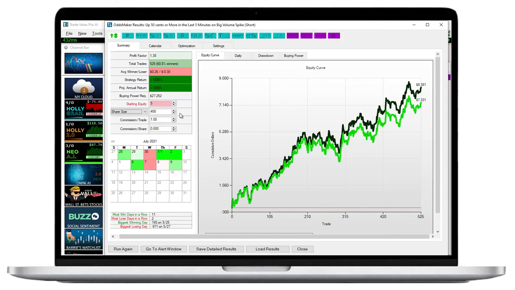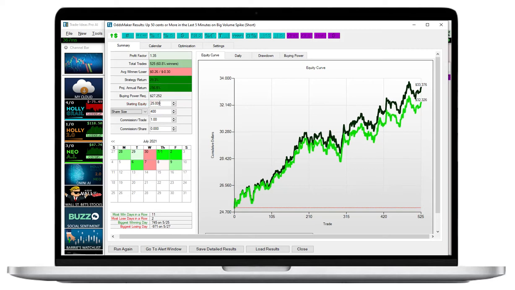You can base your position size on dollars per trade, or shares per trade. Select dollars if you typically buy the same number of shares, regardless of price. Select percent if you typically buy a specific dollar amount, regardless of the number of shares. You can also factor in the commission that your brokerage charges per trade, as well as per share.